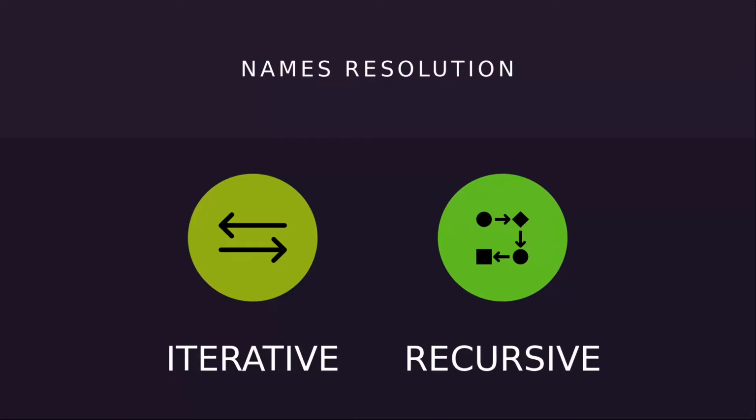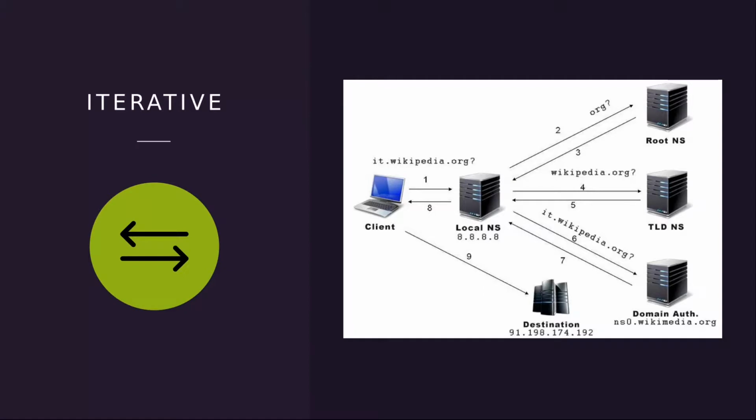Okay, how does name resolution work? We have only said that you ask DNS for things and DNS answers, but how does this really work? Okay, we have an iterative way. You ask your local DNS, what is it.wikipedia.org, and your local DNS does all the dirty work. It may have the record already in its cache, and it may directly reply to you.